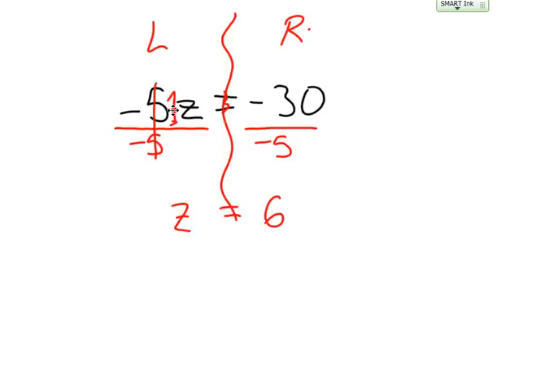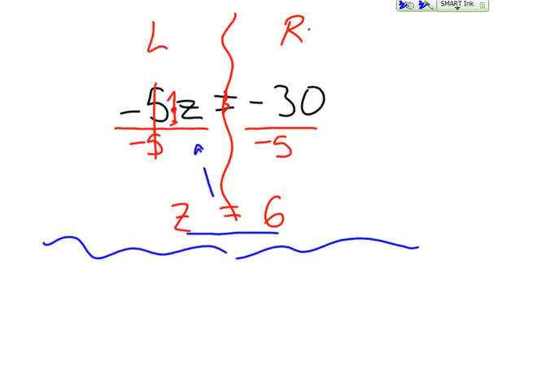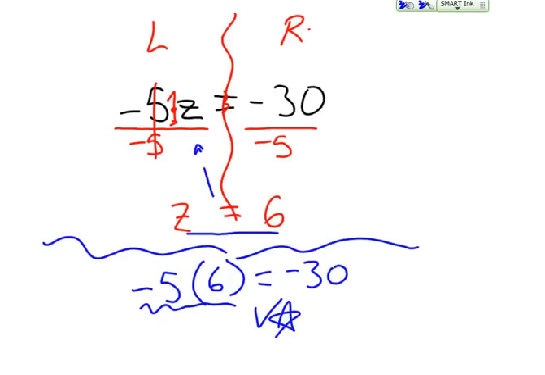But one thing that we're doing is we're going a step further when we're solving these, and we're saying, let's check our work. So we know z is equal to 6, so let's plug it back into our original equation. So -5 times 6 is equal to -30. And we punch this part right here in our calculator, and yes, we will get -30. So we know that we are correct, and we're happy, and we can move on.